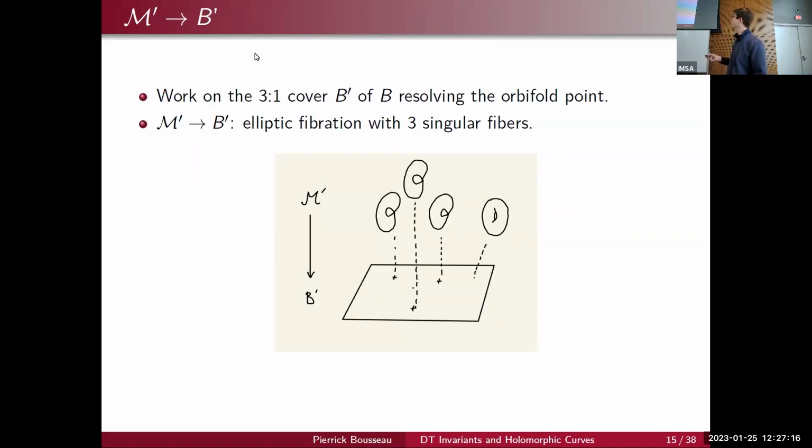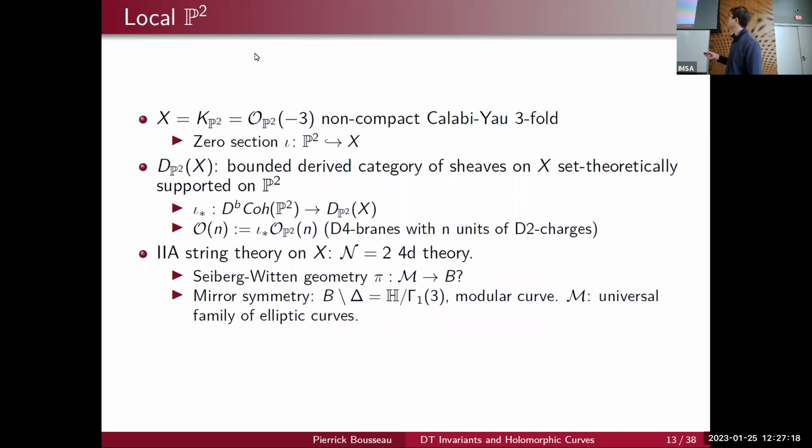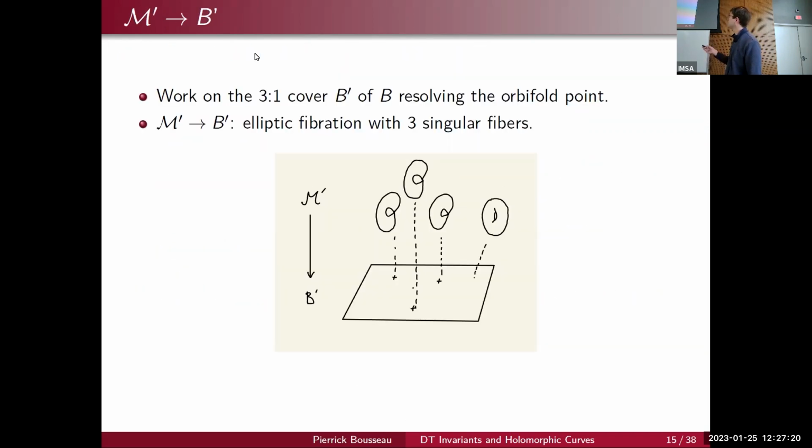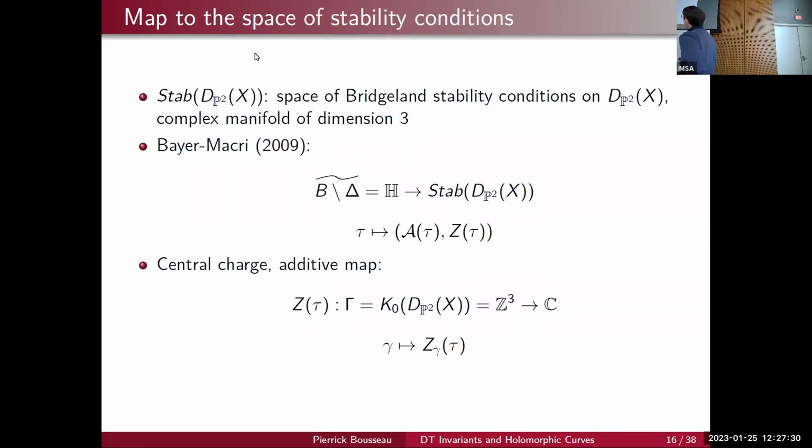Okay, so now for this very particular example, I told you what is the Calabi-Yau threefold. I told you what is the integrable system. So now I want to explain on each side what are the DT invariants and what are the holomorphic curves. Okay, so on the DT side, we consider the derived category of coherent sheaves on the non-compact Calabi-Yau threefold, and we consider the space of stability conditions on it in the sense of Bridgeland.